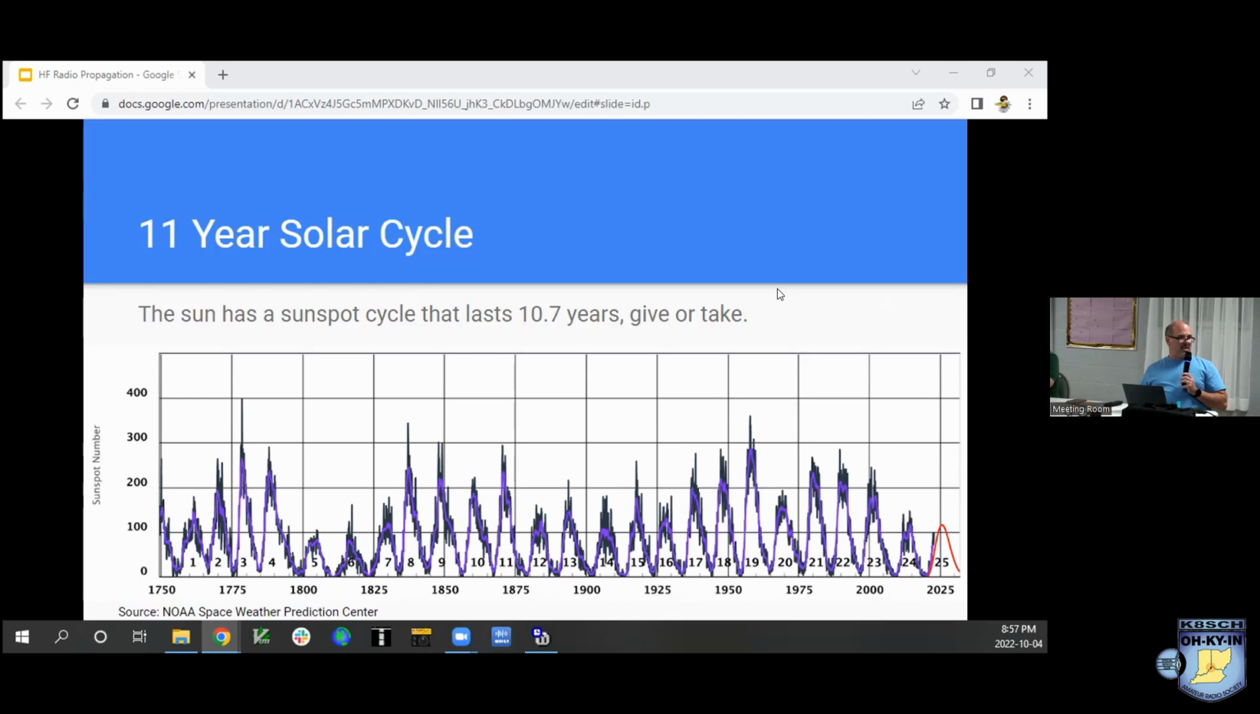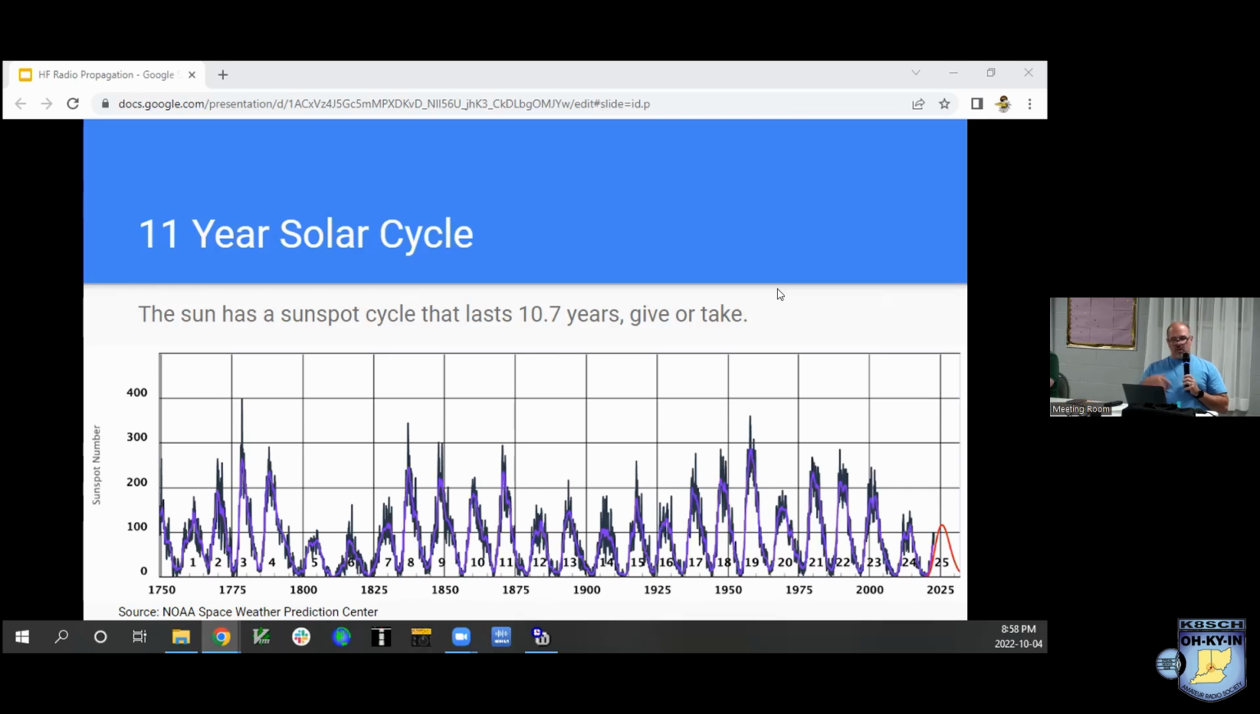But here, this is the sunspot cycle. It lasts about 10.7 years, give or take a bit of time. And you can see we started recording this stuff in 1750, and you can see the rhythmic pattern. Each of these numbers on the bottom represents a solar cycle. So we are in cycle 25 right now. And you can see some are bigger than others.